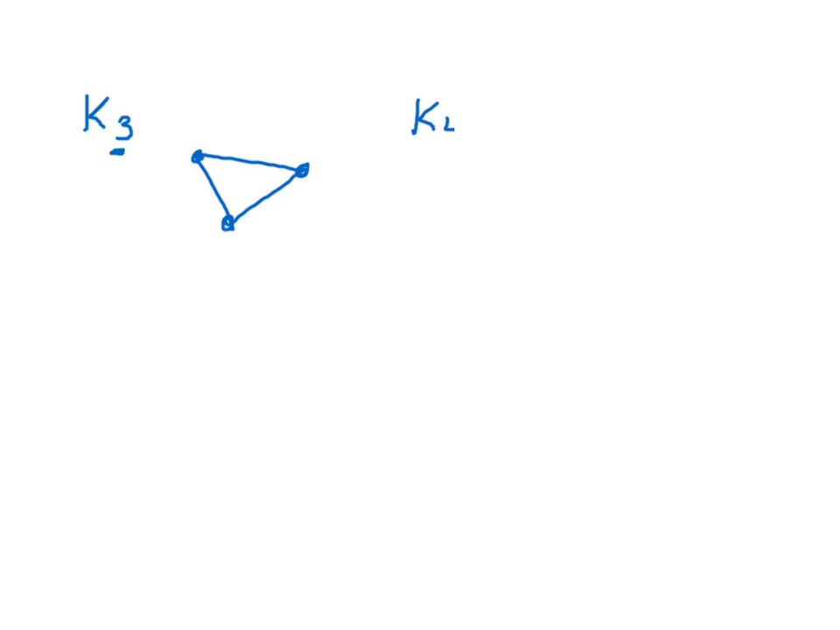If I look at K4, the 4 indicates that it has 4 vertices, so 1, 2, 3, 4, right? And again, the K means that every vertex is connected to every other vertex. So let me connect this one first to every other vertex. All right. Let me do the same for this one. And lastly, let me do the same for this one. So there's my K4 graph.